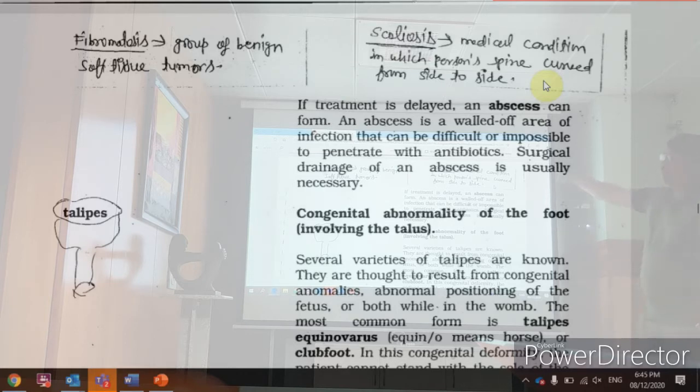Along with that, scoliosis is written on top of it. Scoliosis, meaning, I told you deformity can happen at any stage of life. But scoliosis is a medical condition in which a person's spine is curved from side to side, meaning it will be like that, like this.